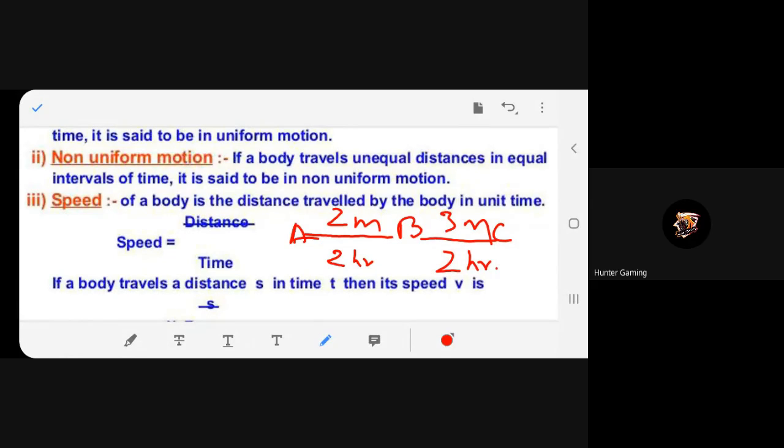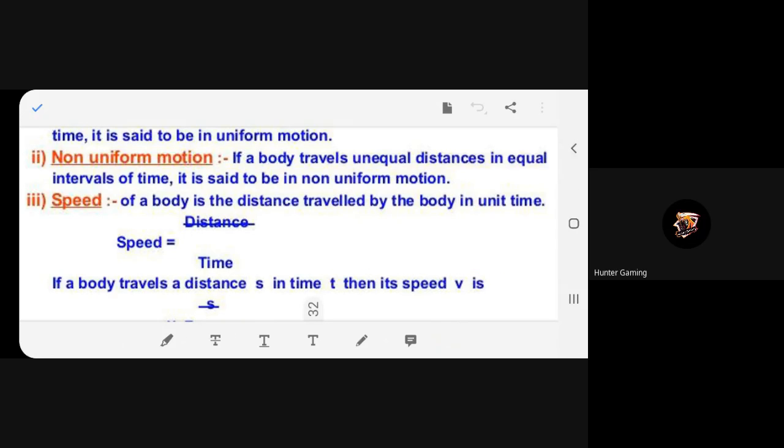So this is what is important. Maybe here there is traffic, maybe here there is no traffic, so the distance covered was more. Understood now? The time remains the same, but the distance changes, unequal distance, that becomes non-uniform. Now let's read speed.